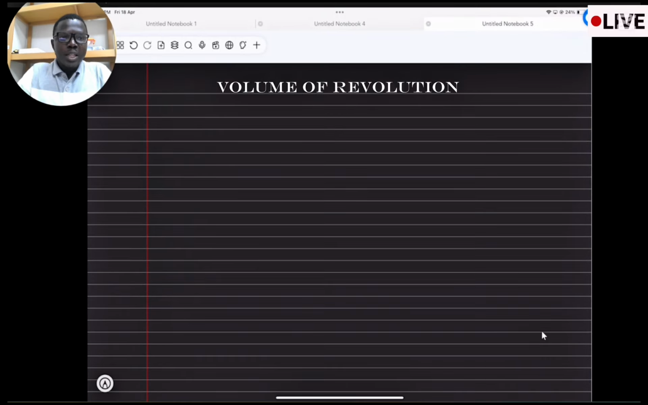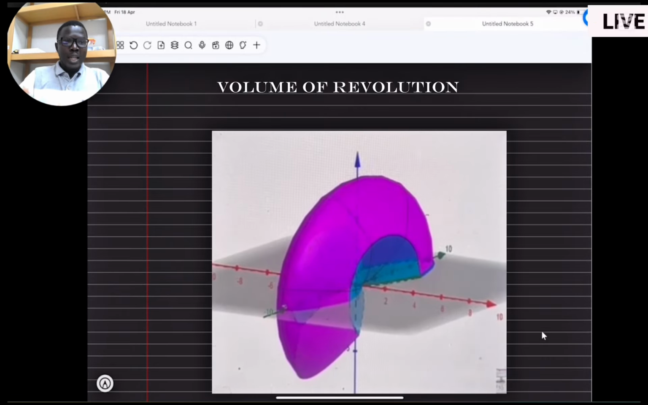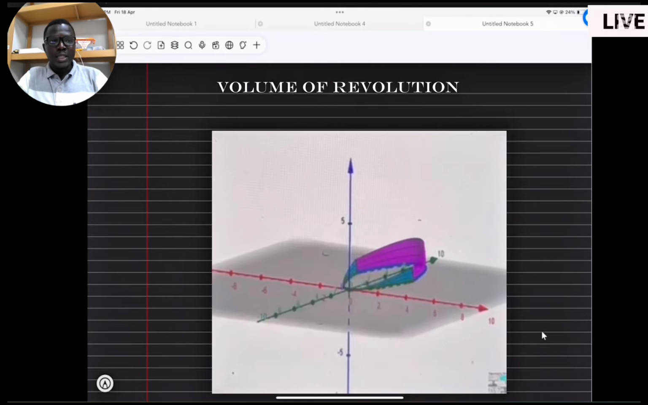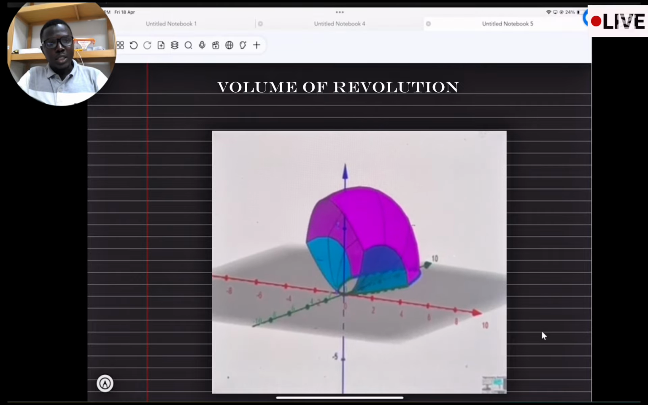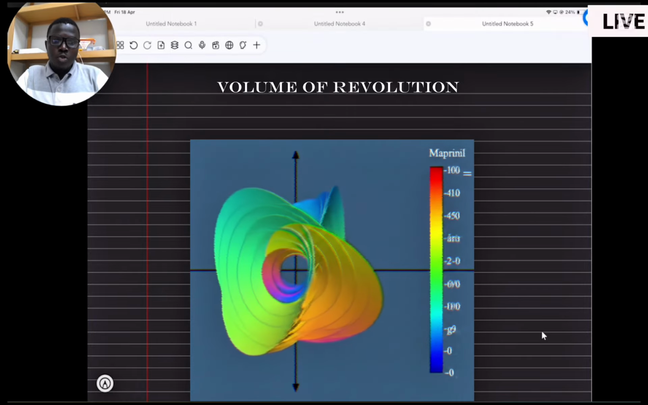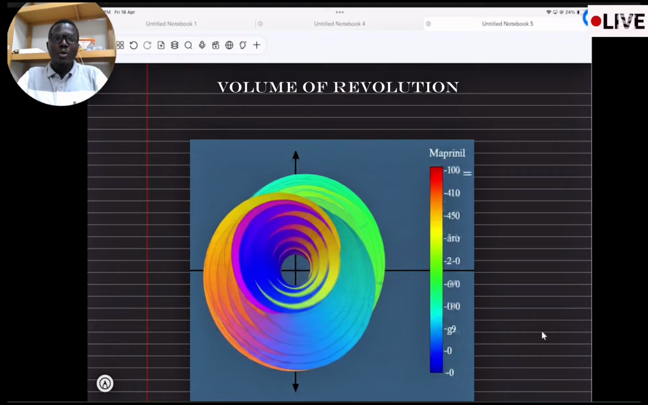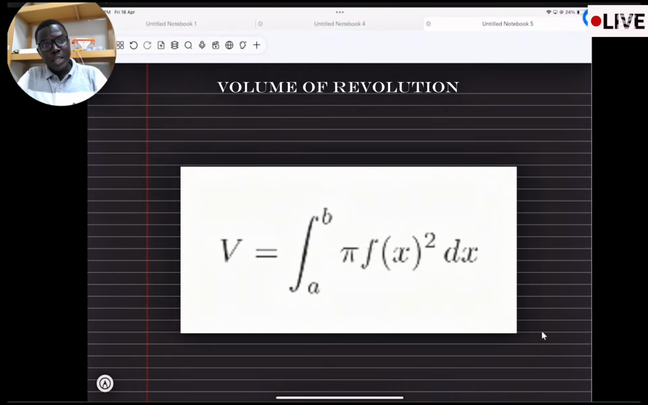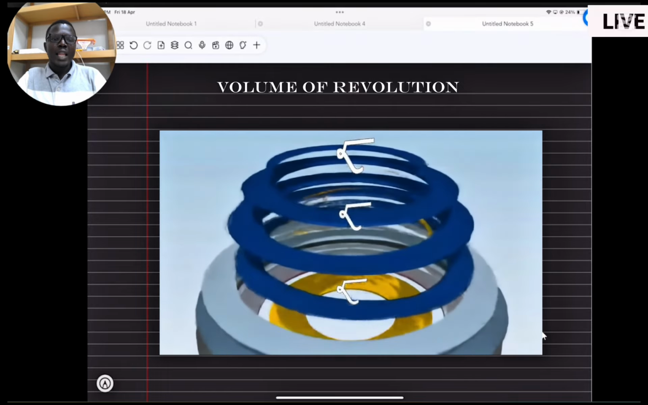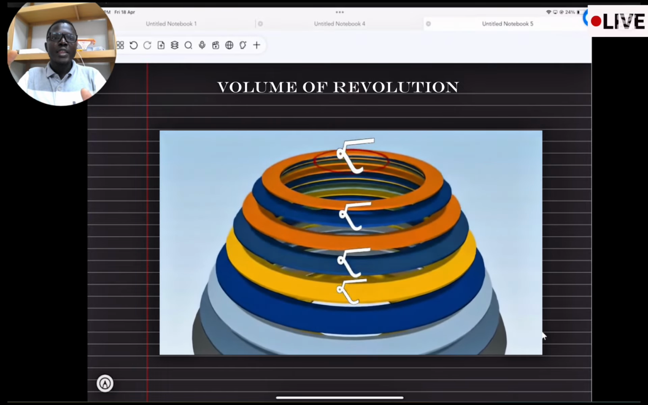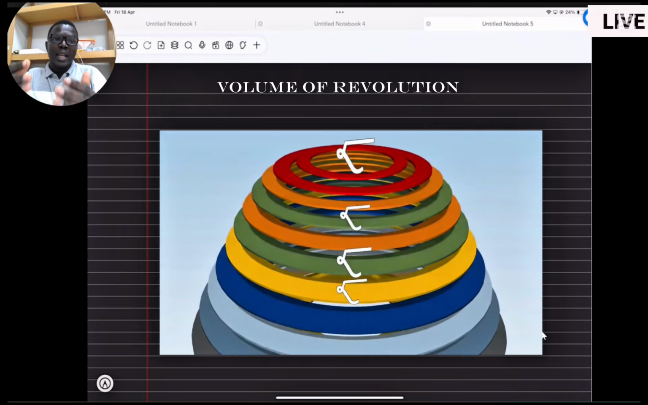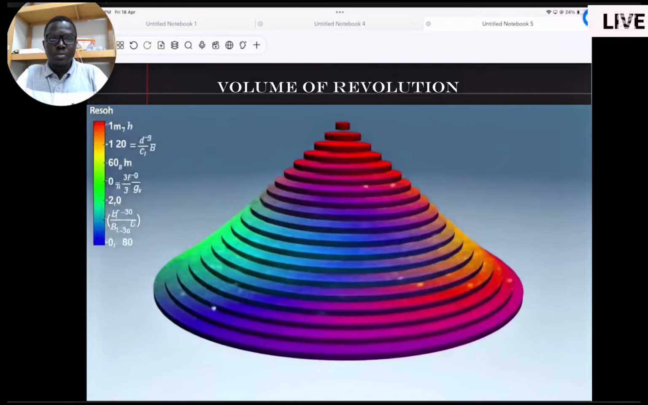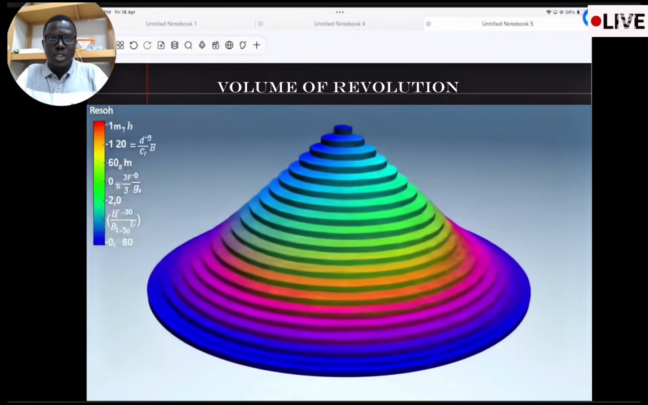So now imagine spinning a curve around an axis, like the x-axis or the y-axis. What you get is a 3D shape, that is a solid. And the volume of revolution is how we calculate the space inside the solid. We use integration to do this, and we can also think of slicing this solid into very thin discs or shells and adding up their individual volumes to get the entire volume. And that's what we simply call volume of revolution.